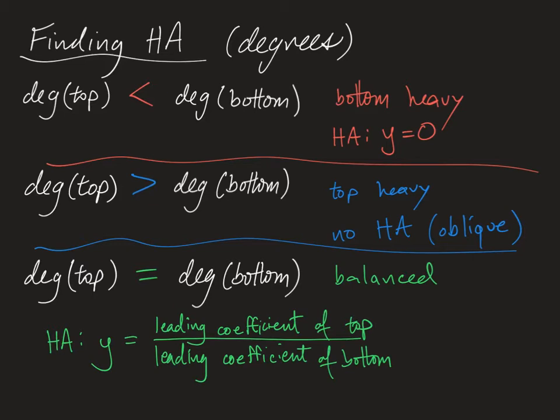One last thing, and I did not point this out with the vertical asymptotes. Horizontal asymptotes and vertical asymptotes have to be entire equations. Horizontal asymptotes are always y equals, because that's how horizontal lines work. Vertical asymptotes are always x equals some number. Make sure you're writing the entire equation.